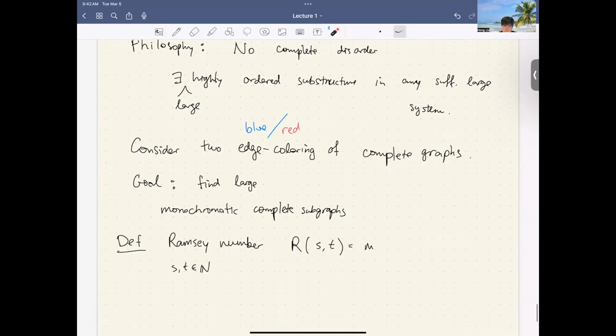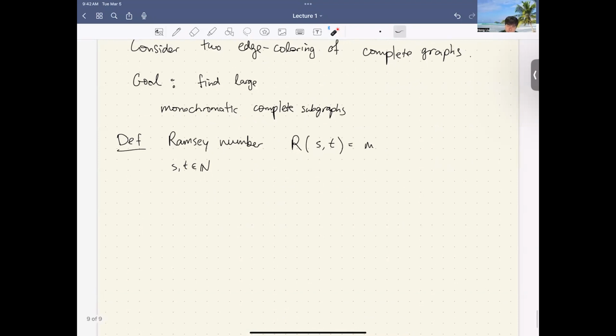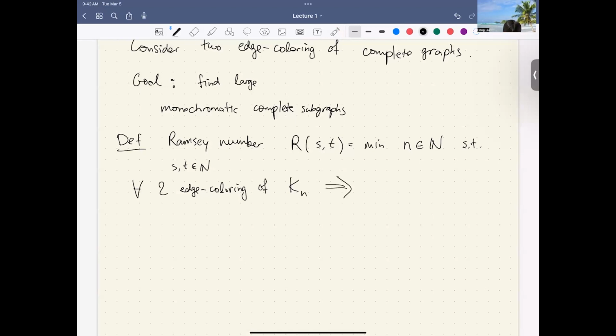Very good. So coming back to the Ramsey number, this is the minimum natural number n such that no matter how we color, for any 2-edge coloring of the n-vertex complete graph, we will always find a monochromatic complete subgraph. That means all red or all blue.